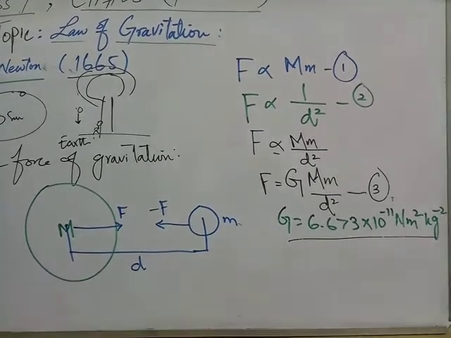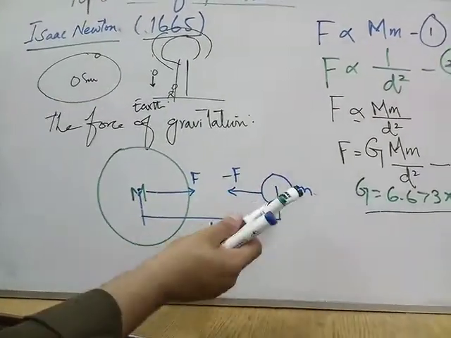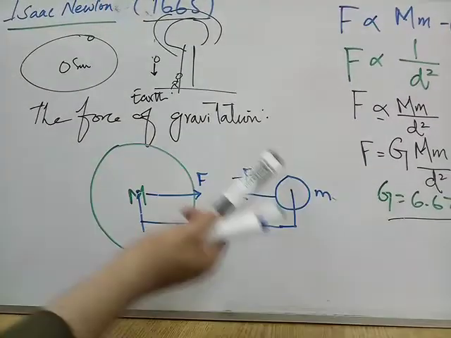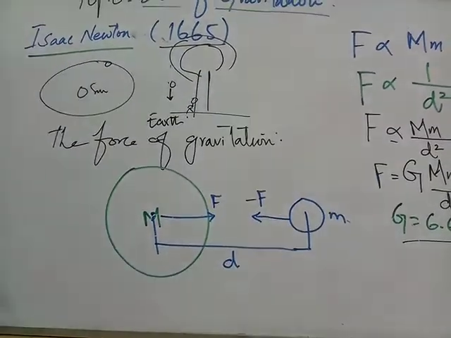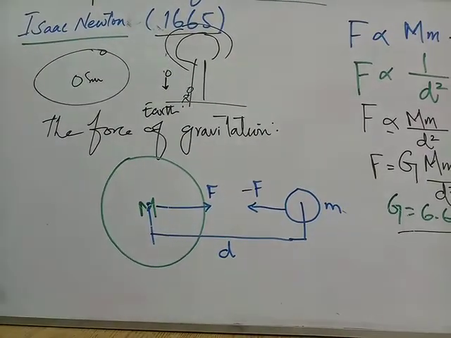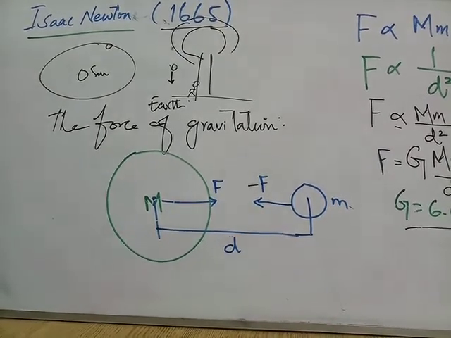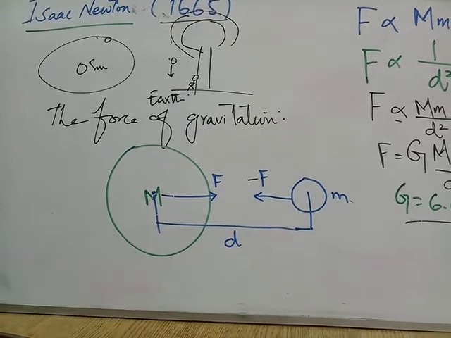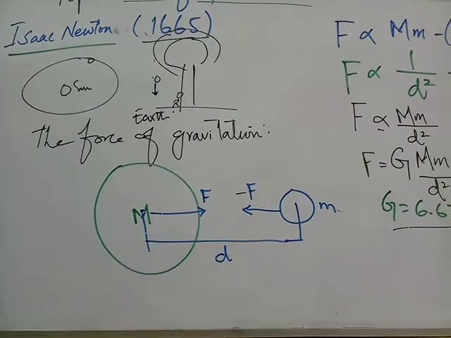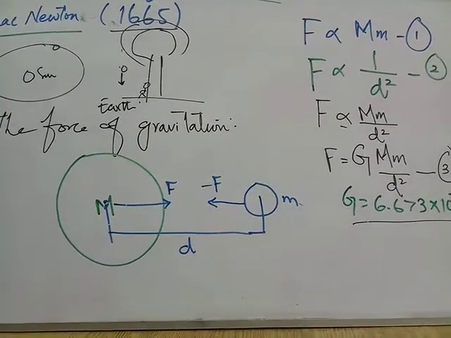Since the mass of the earth is very large, if you can see from here, this is the mass of the earth and this is the small mass of the apple. Since the mass of the earth is very large, it attracts nearby objects with a significant force. So we can say that this is the weight of an object on the earth and is the result of the gravitational force of attraction between the earth and the object.